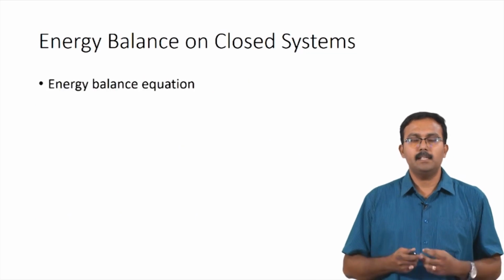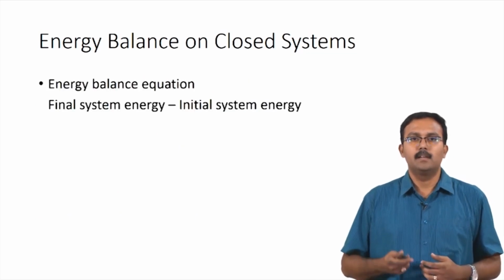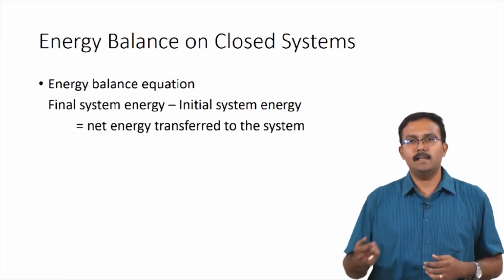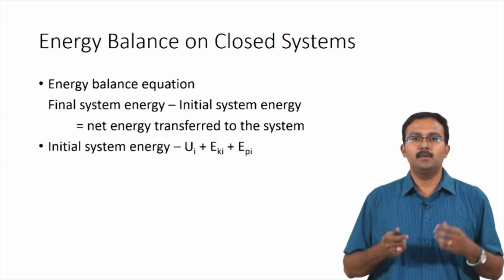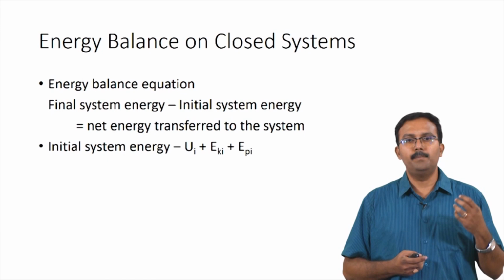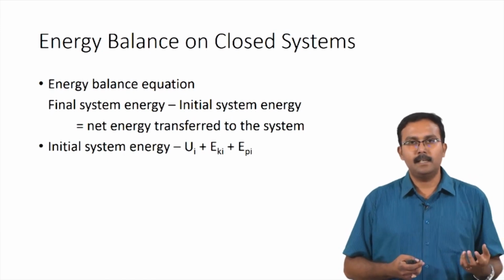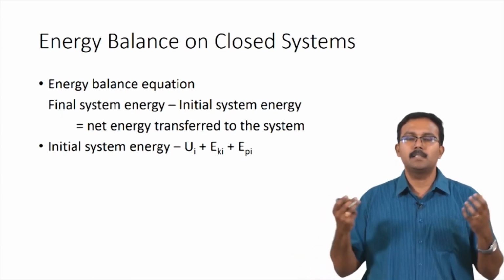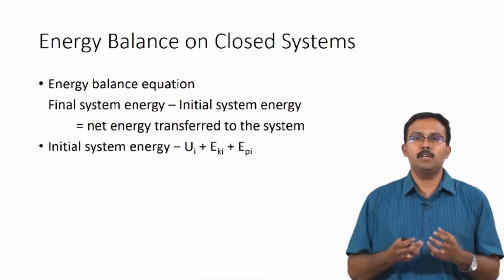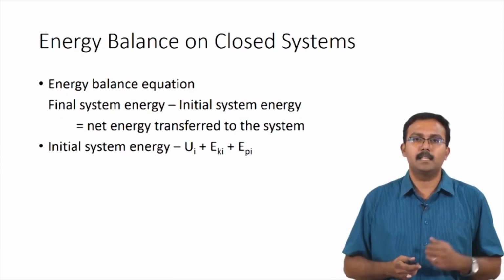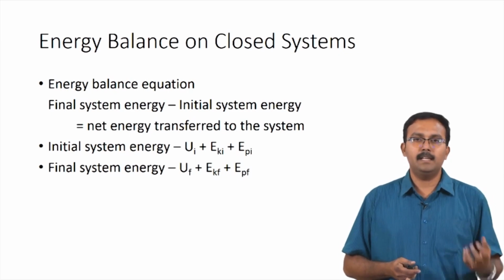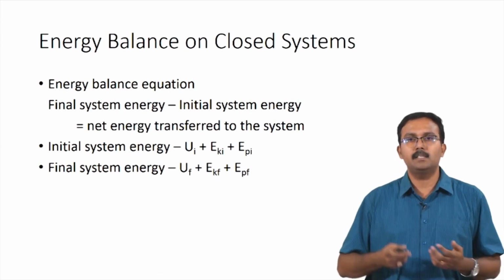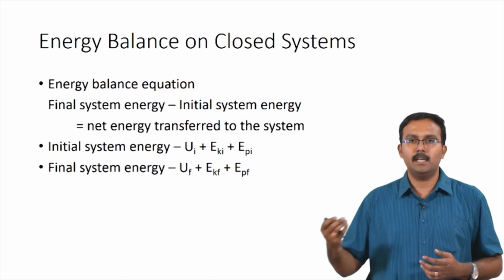Energy balance equation will basically look like this. You would have final system energy minus initial system energy, giving you the net energy transferred to the system. So, initial energy possessed by the system would be three components: internal energy at the initial condition, kinetic energy at the initial condition, and potential energy at the initial condition. The summation of all these three energies gives you the total energy possessed by the system at the initial condition. Similarly, the final energies of the system would again be the summation of internal energy at the final condition, kinetic energy at the final condition, and potential energy at the final condition.